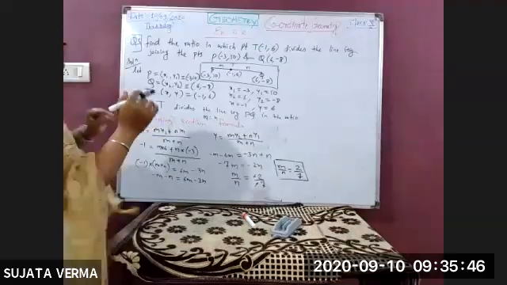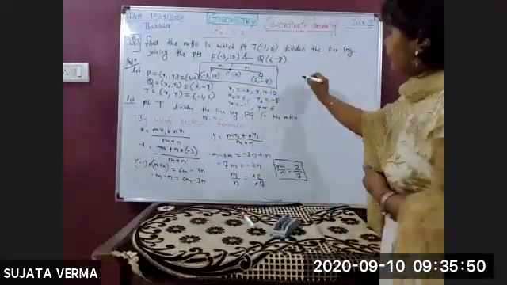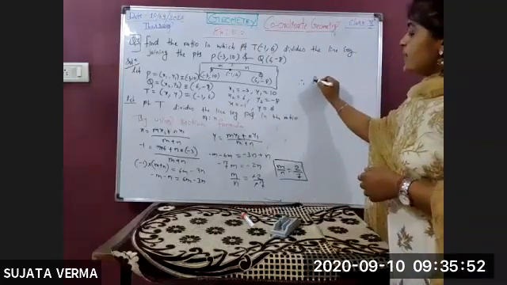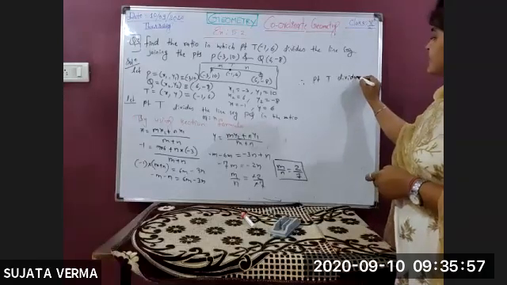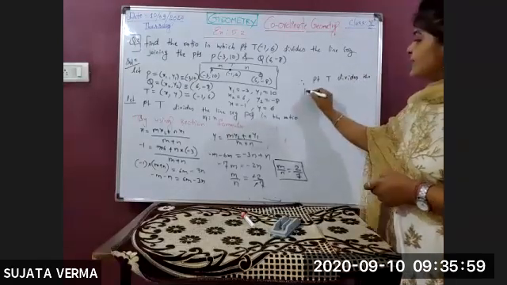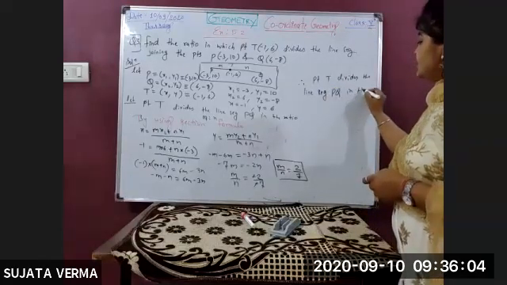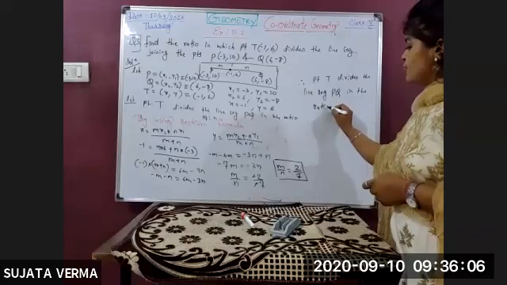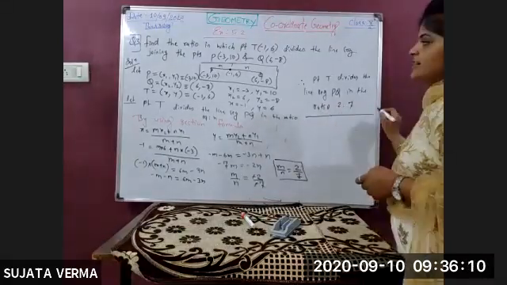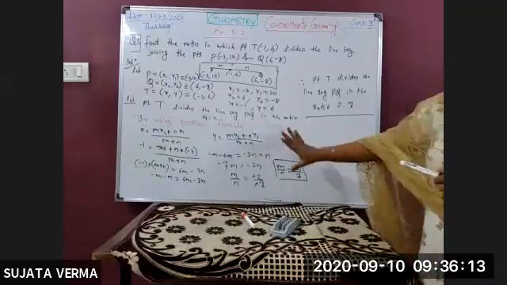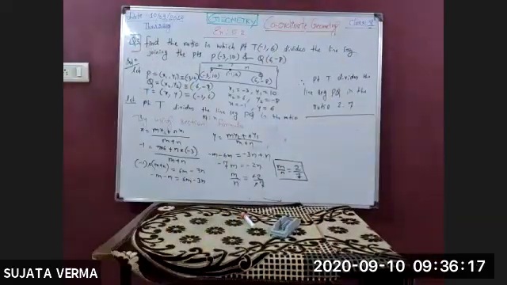Okay. Now, finally we write, yes, what do we write? Therefore, point T divides the line segment PQ in the ratio 2:7. Okay. Clear? So in this way, this one is a little bit different question, but very easy. Okay. Now take the screenshot.